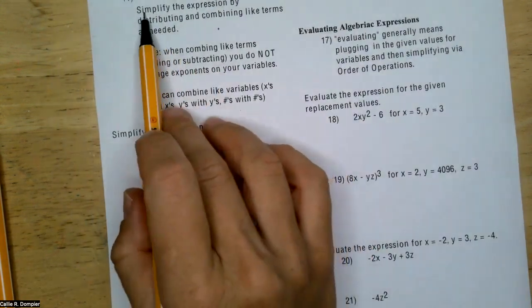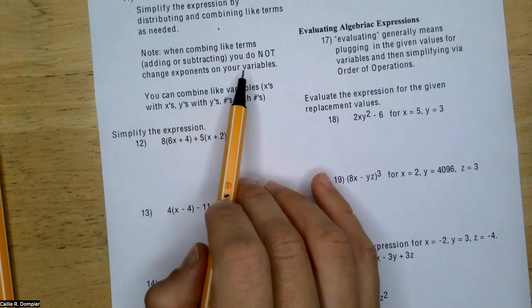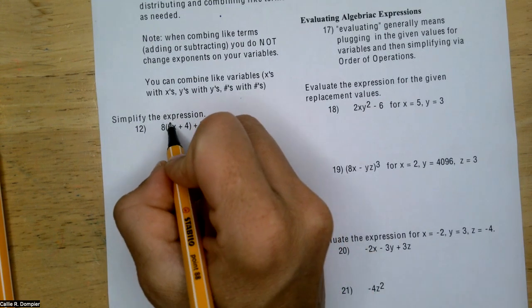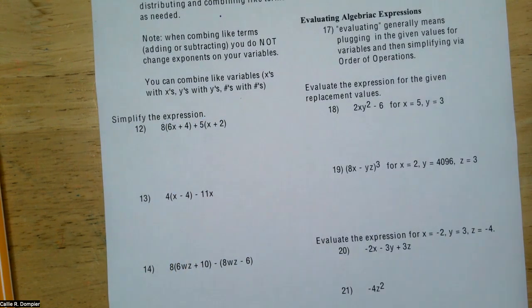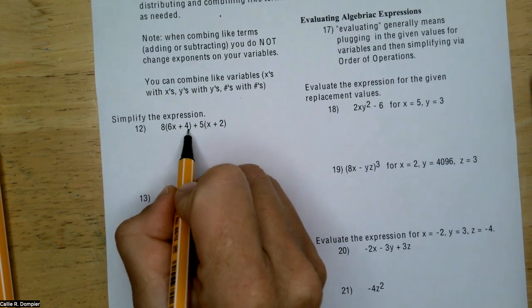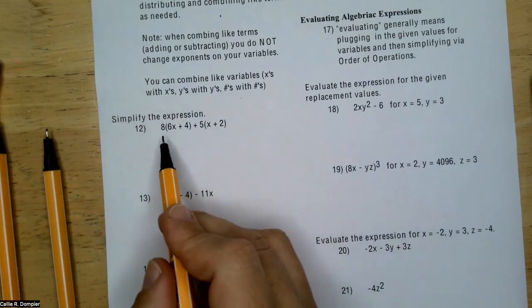Now, simplify the expression by distributing and combining like terms. Do not change exponents on your variable, but combine like variables. Okay. So first we're going to distribute the 8 and the 5, and then we're going to combine like terms. Always distribute before you combine like terms, unless the like terms are inside the parentheses. If this was 6x and 4x, you could change it to 10x, but it's not. Okay. So distribute.